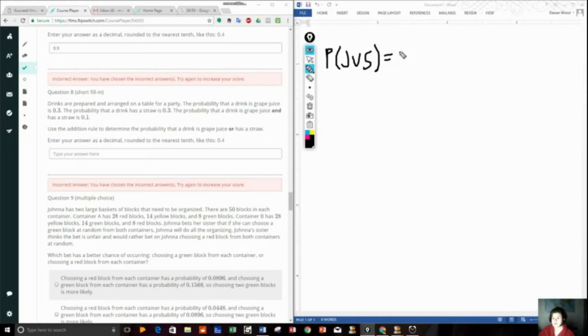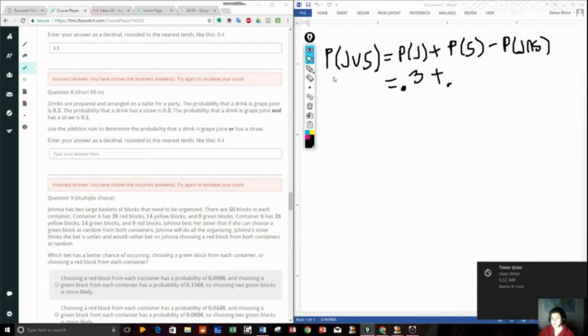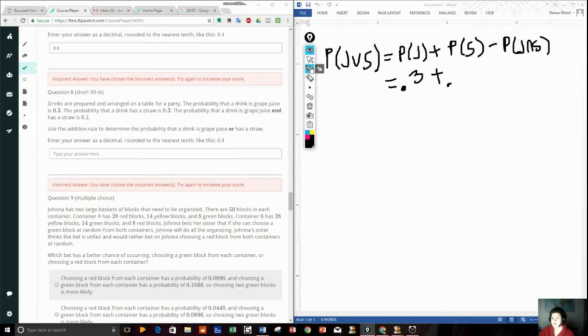So just purely algebraically, it's going to be the probability that it's juice plus the probability that it's a straw minus the probability that it's juice and a straw. So that's going to equal 0.3 for the probability of it being a juice plus 0.3 of it being a straw minus the intersection, which is 0.1. So 0.3 plus 0.3 is 0.6 minus 0.1 is going to be 0.5.